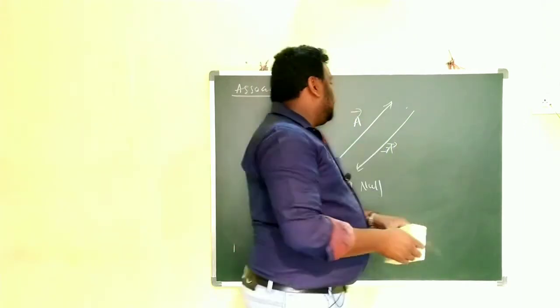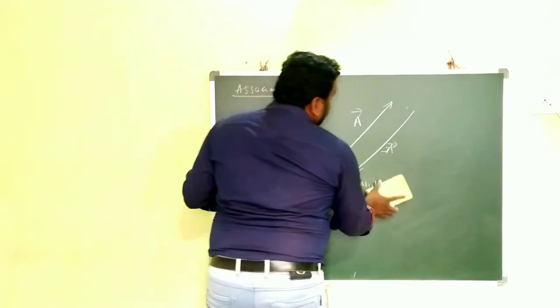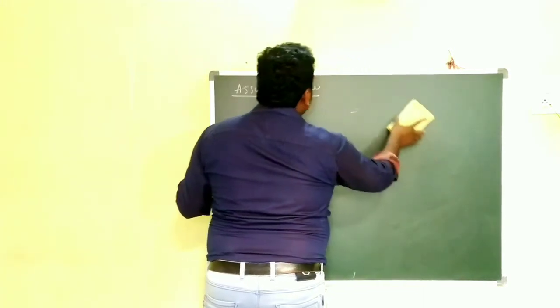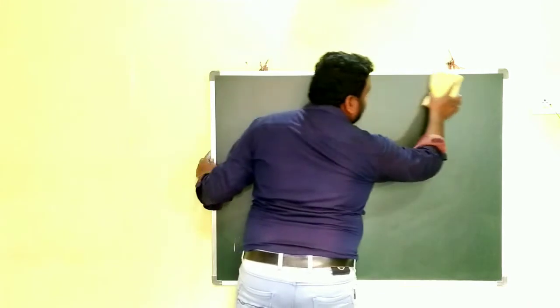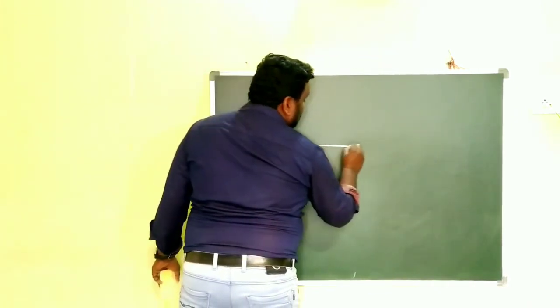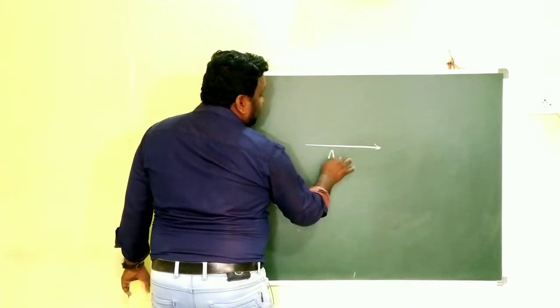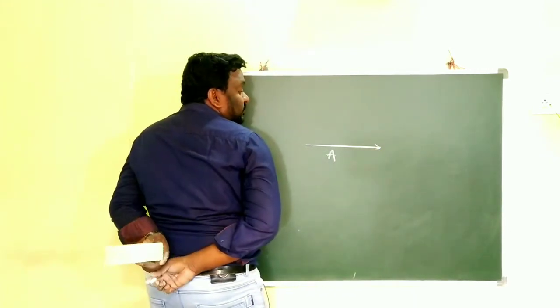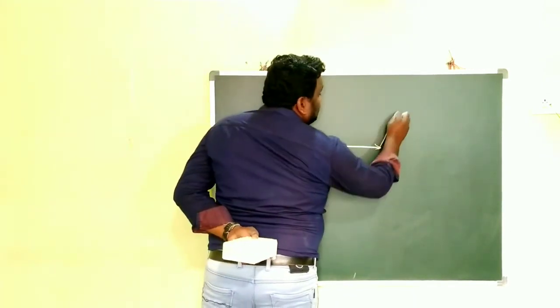Clear children? And next, children, subtraction of vectors. So children, watch carefully. This is the vector A. And children, this is B.